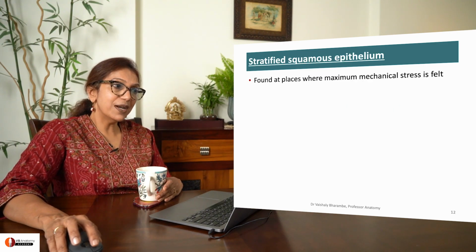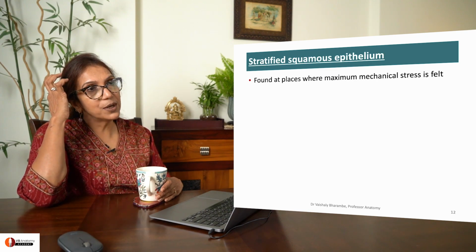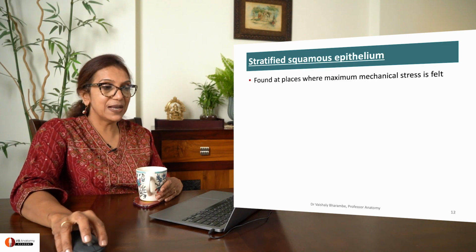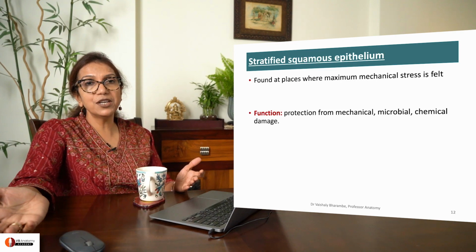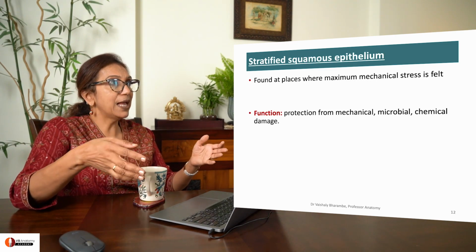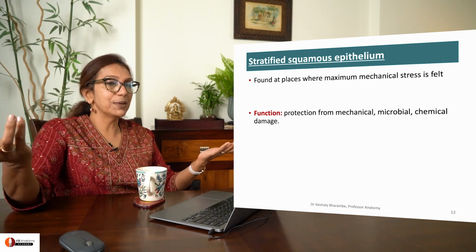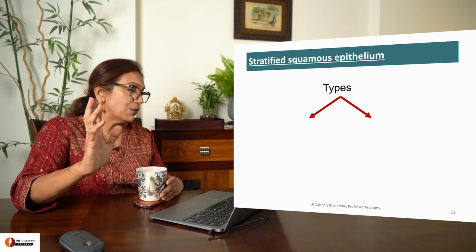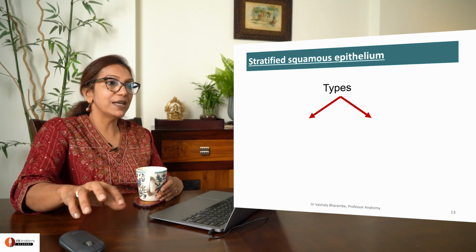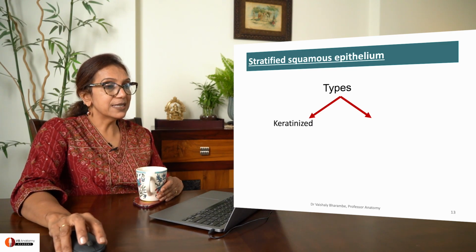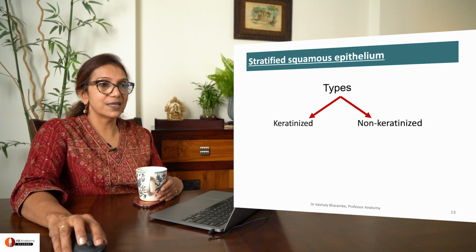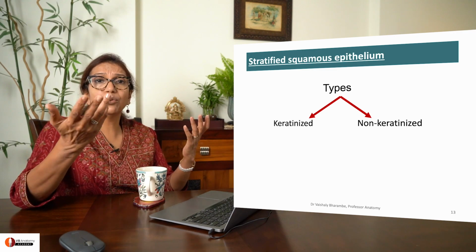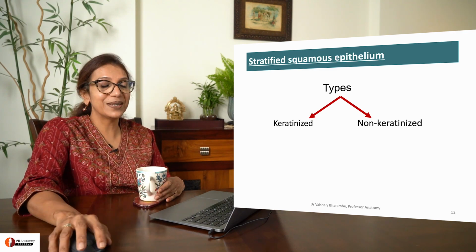Right. So stratified squamous will therefore be found at places where there is maximum mechanical stress felt. Function is protection against mechanical, microbial or chemical changes. Right. Stratified squamous epithelium can be subdivided into two types, keratinized and non-keratinized. What is this, ma'am? What is this keratin? What is this non-keratin? I'll tell you what it is.